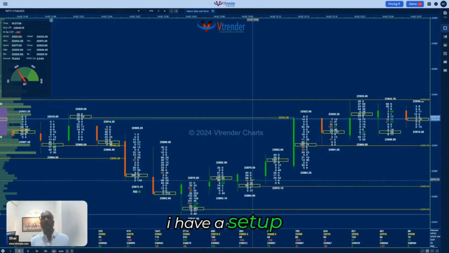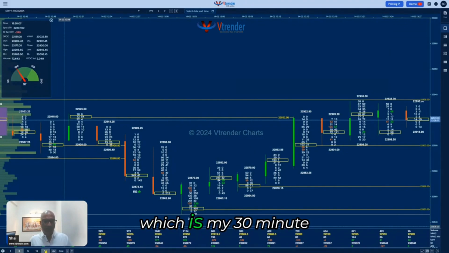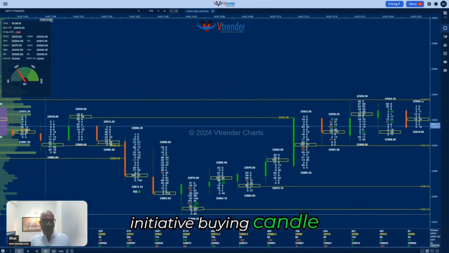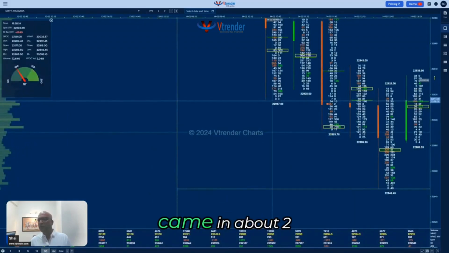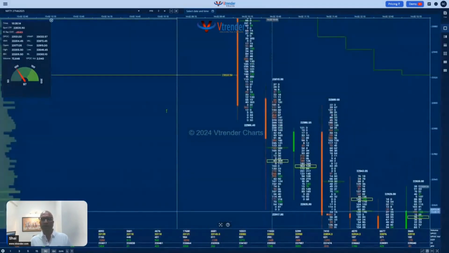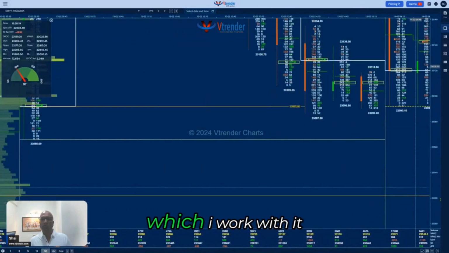I have a setup which is called the failed auction, which you all know about. And if the market confirms that setup, I work a trade alongside it. I also work on a setup which is called an IB30 candle, which is my 30-minute initiative buying candle, which was here, right? So the last IB30 candle came in about 2 days back, around here. So I have a certain process which I work with.